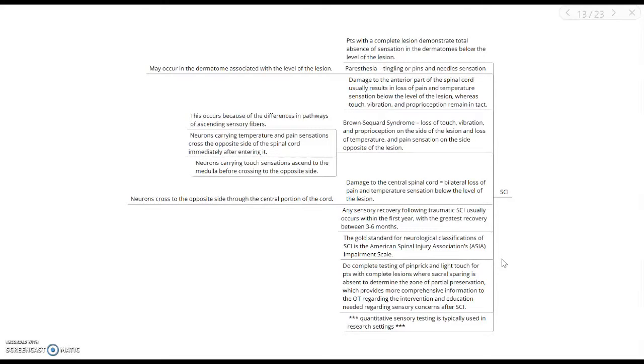Spinal cord injury. Damage to the central spinal cord equals bilateral loss of pain and temperature sensation below the level of the lesion. Depending on where the injury on the spinal cord happens, you're going to have different patterns of sensory dysfunction throughout the body. So it would be good to refer back to the illustration of the dermatomes to help give you an idea. The gold standard for neurological classification is the ASIA impairment scale, so that'd be something good to review.